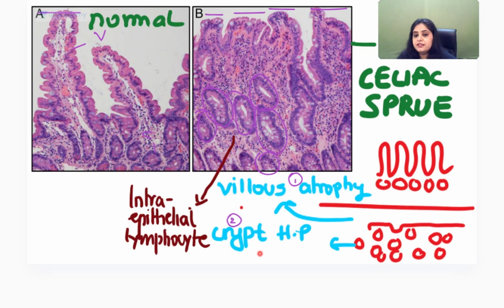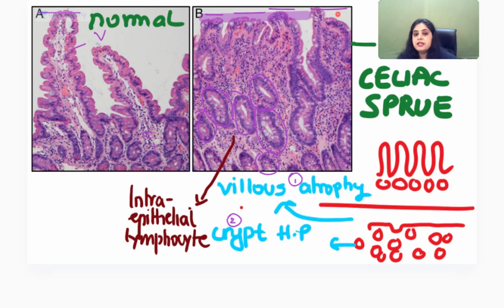Crypt hyperplasia, yes. So villi are flattened, and to compensate, I guess 2 or 3 of you are having internet issues at your end. Maybe that is why you're not able to see the image, though you're not having issues with the audio. Guys, please refresh. I have a separate screen open, and as of now, everything seems to be working fine.